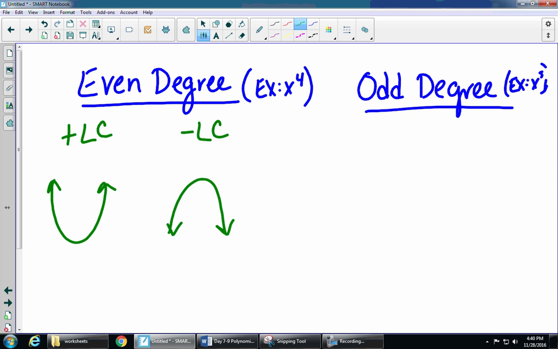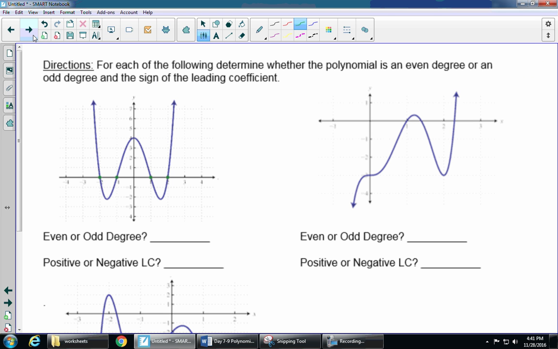For an odd degree, it's always opposite. The arrows will point in opposite directions. If I have a positive leading coefficient, it's going to be opposite, but it's going to end up. If I have a negative leading coefficient, it's going to be opposite, but it's going to end down. So it starts up and ends pointing down. These are the four general pictures you should always think of, and these are the four cases you should consider. So let's take a look here.